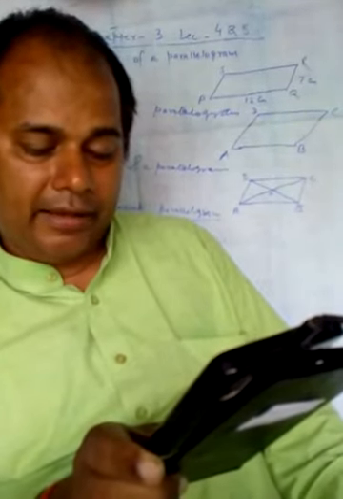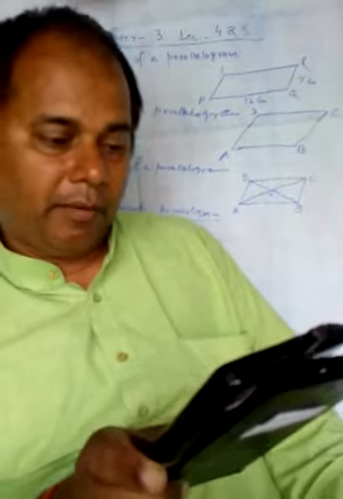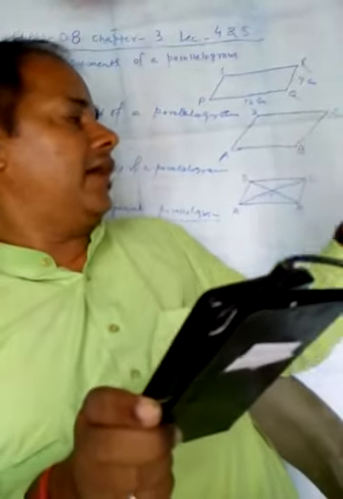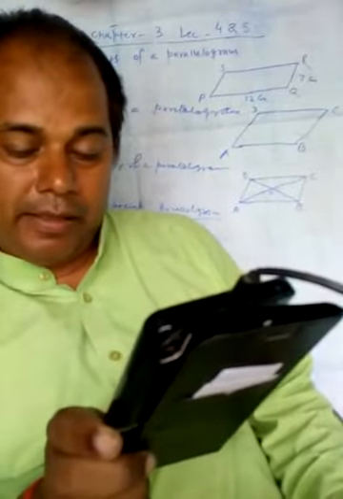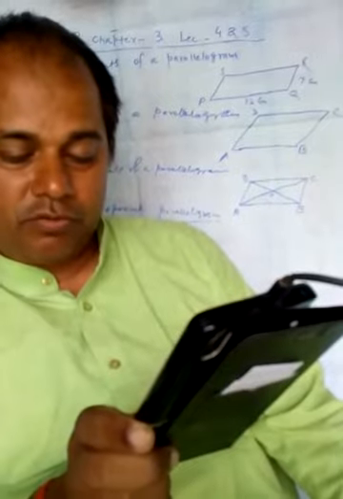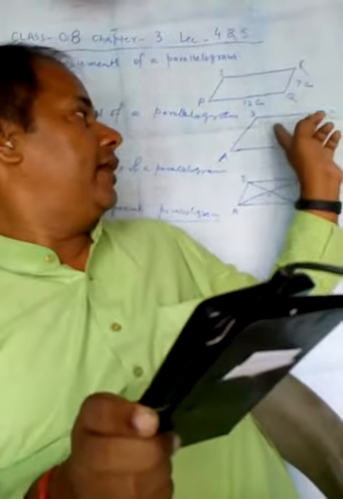Angle A and angle C are a pair of opposite angles. Another pair of opposite angles would be angle B and angle D.